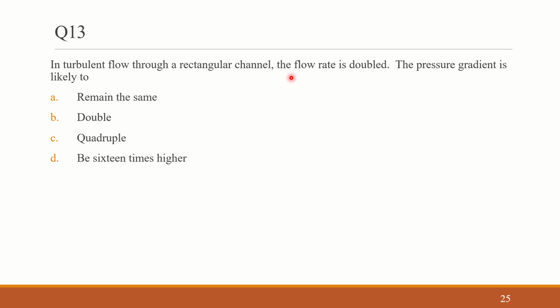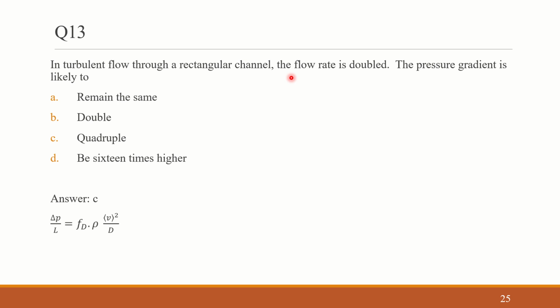Answer is actually quadruple. Quadruple is the answer. Okay. Quadruple is the answer. Option C.